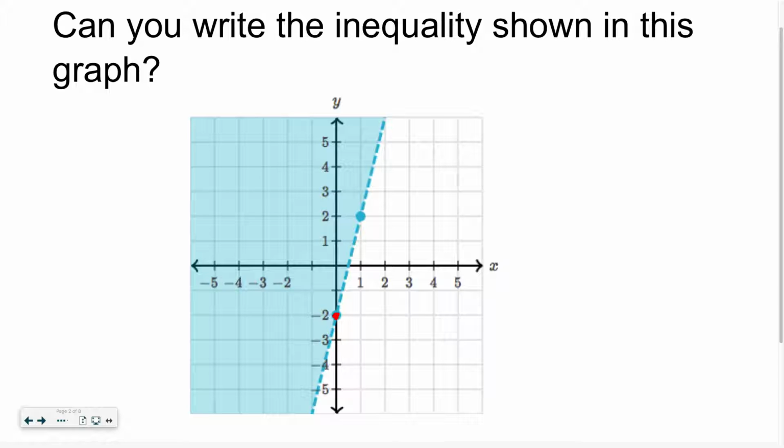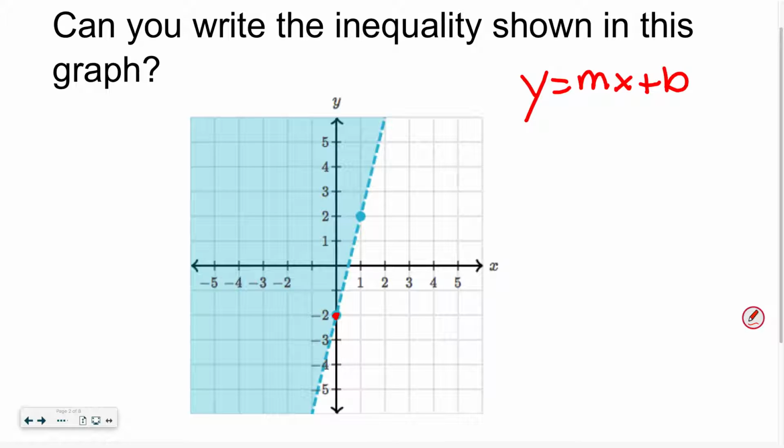We'll pretend it's an equation for right now, for this line. So we'll just focus on the line first, and we can just write an equation. And then we can make it an inequality later. All right, so we have y equals mx plus b. Okay, so what do we have? What's our equation for this line? Or just the line?